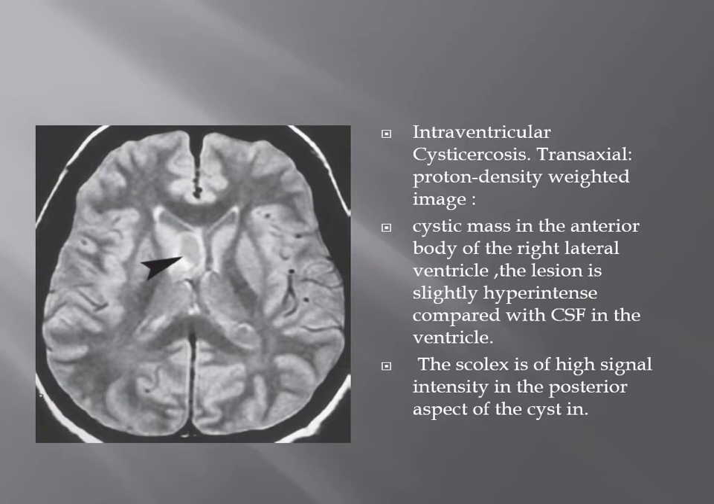Intraventricular cysticercosis. Transaxial proton density weighted image shows a cystic mass in the anterior body of the right lateral ventricle. The lesion is slightly hyperintense compared to the CSF in the ventricle. The scolex is of high signal intensity in the posterior aspect of the cyst.